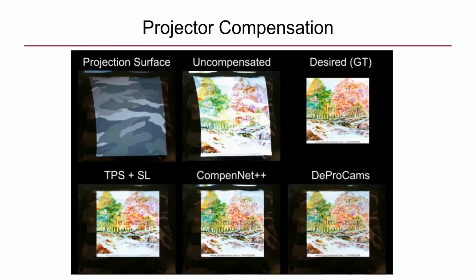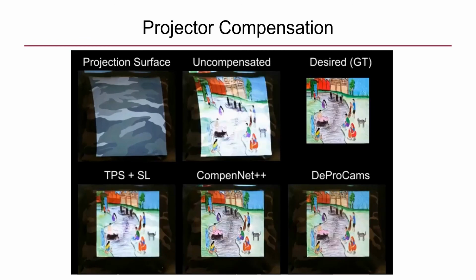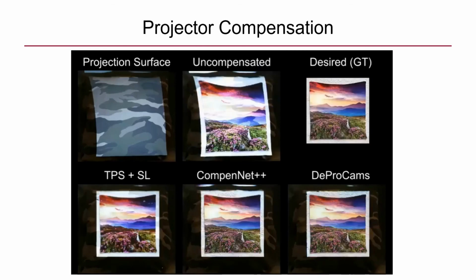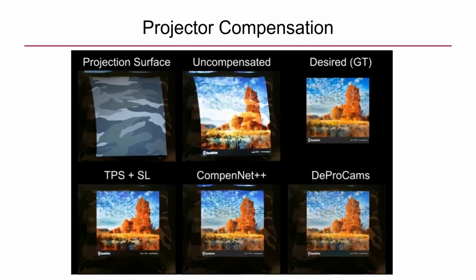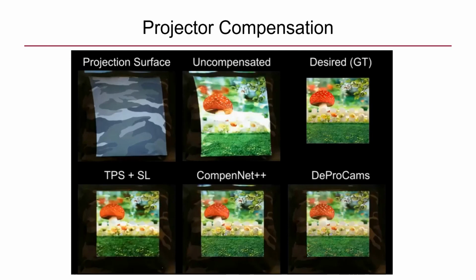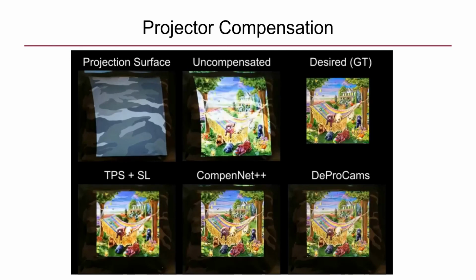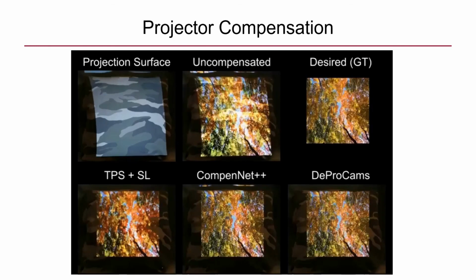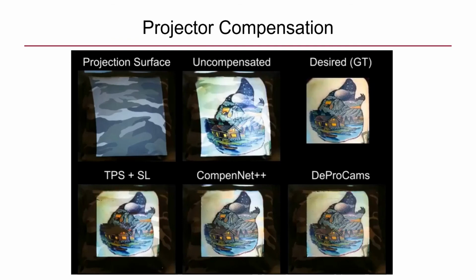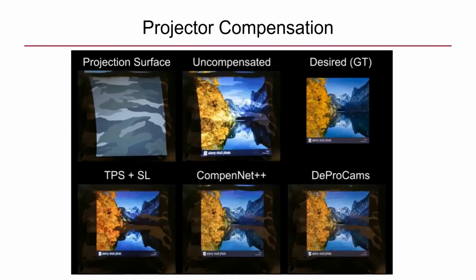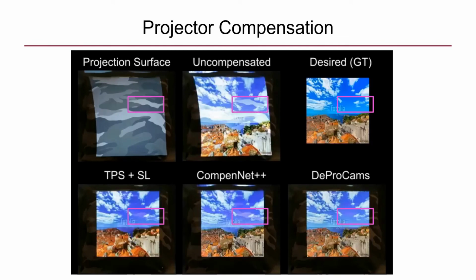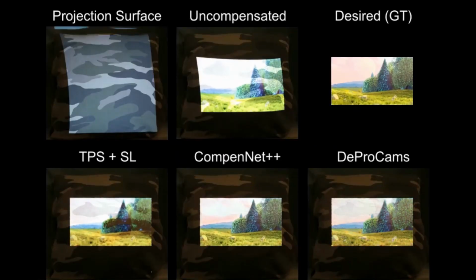We show a projector compensation comparison between the proposed DeProCams, a pixel-wise method TPS plus SL, and a deep learning-based method ComponNet++. In the first row, we show the projection surface, the uncompensated result, and the desired effects. In the bottom row, we have real camera-captured compensation from TPS plus SL, ComponNet++, and our DeProCams. Clearly, our DeProCams shows better compensation quality, especially in the white regions of the camouflage surface. We also show a comparison on video compensation.